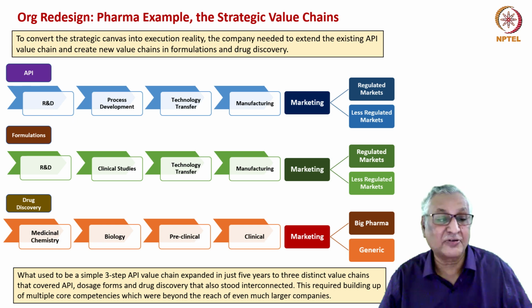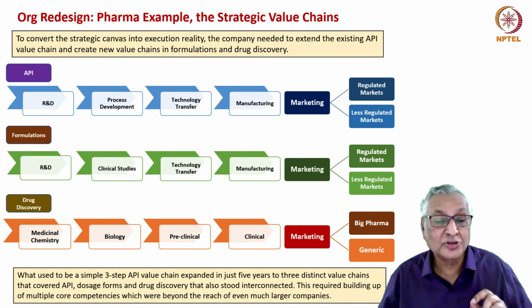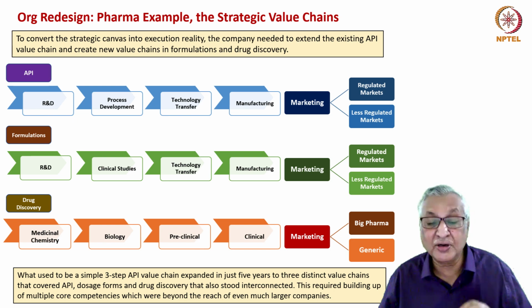Similarly, in respect of drug discovery, the journey started with medicinal chemistry, trying to find out a chemical molecule that could tackle the disease pathway and finally end up in clinical studies, and final marketing being to big pharma or generic companies. What used to be a simple three-step API value chain expanded in just 5 years to three distinct value chains that covered API, dosage forms, and drug discovery, and they also stood interconnected with each other. This required building up of multiple core competencies which were beyond the reach of even much larger companies during that period, that is, in the early 2000s.